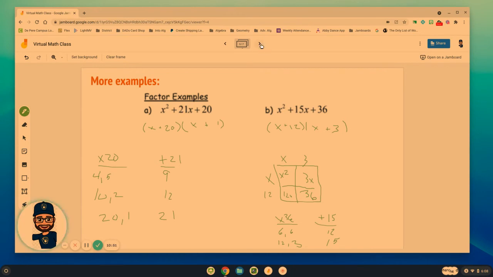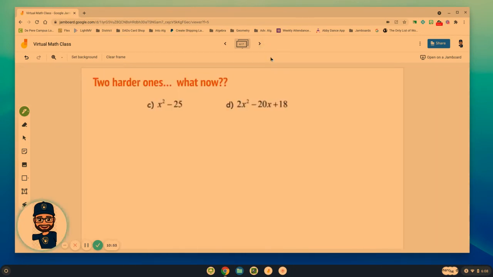All right, now what happens when they get just a little bit harder? Just a little bit harder. For example, x squared minus 25. All right, well, if we look, the a value in this one is 1. The c value is negative 25. So what would this b value be if it's not here? It would be a 0.